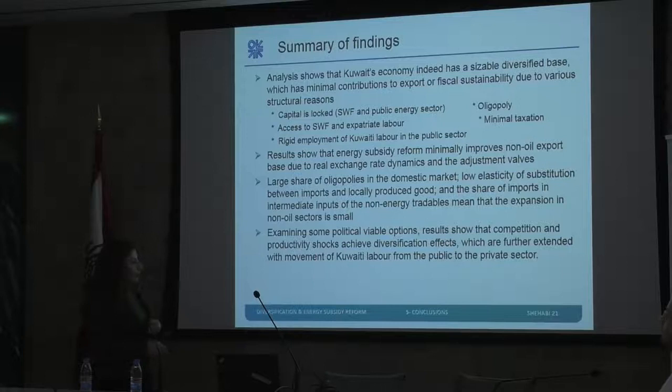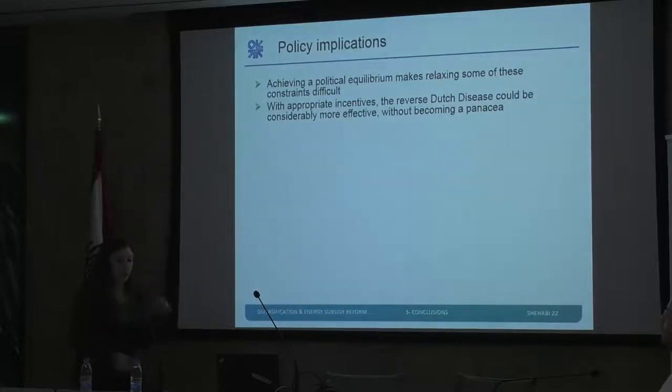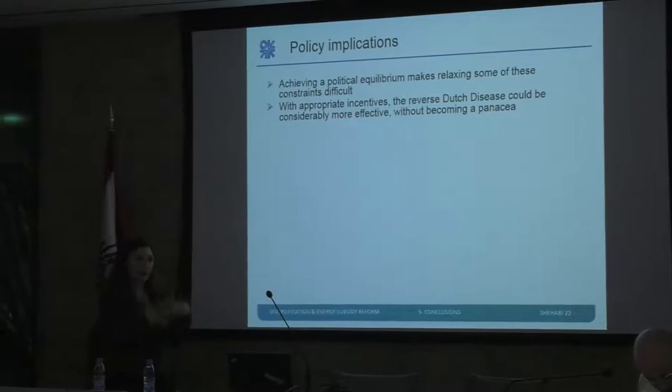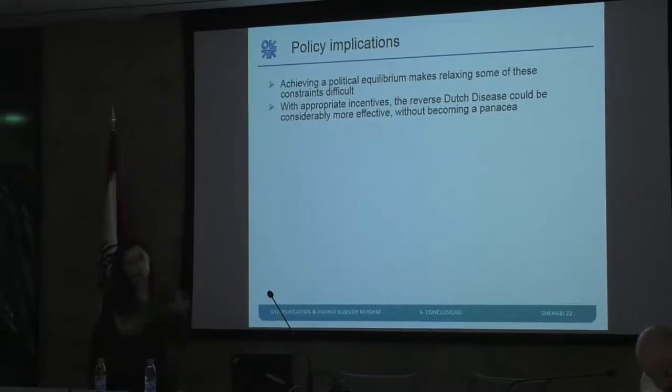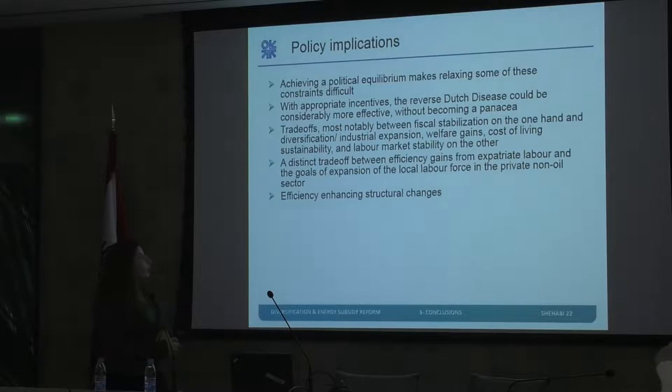And then the reason I selected these particular shocks is because, even though reform in general is very politically sensitive, there might be more politically viable options. In Kuwait and throughout the MENA region, as we talked yesterday, achieving a political equilibrium is very important, but it's also been based on having a lot of these constraints that are limiting some of the economic improvements. But the key thing is, with appropriate incentives, reverse Dutch disease can actually happen and can actually be productive. But there are lots of trade-offs, as I've showed you, that a policymaker should take into account.